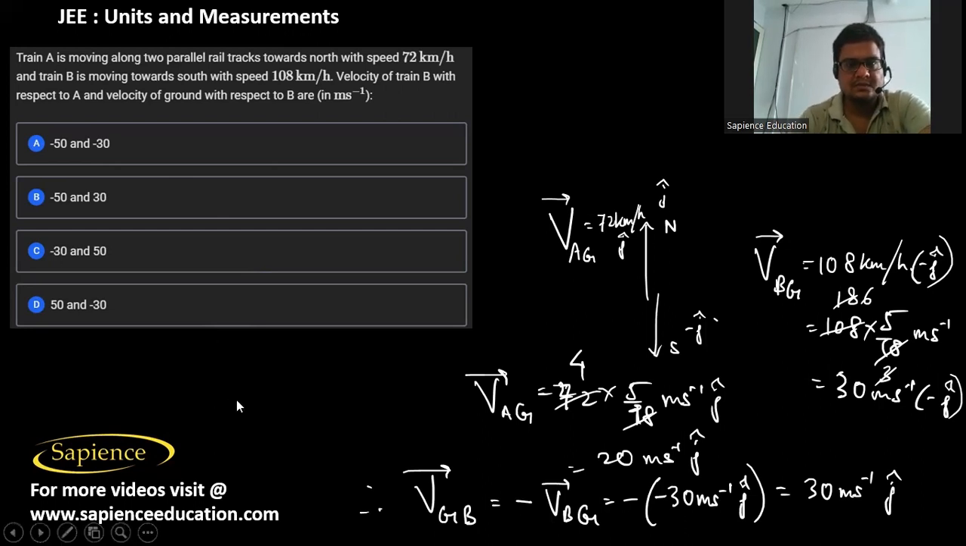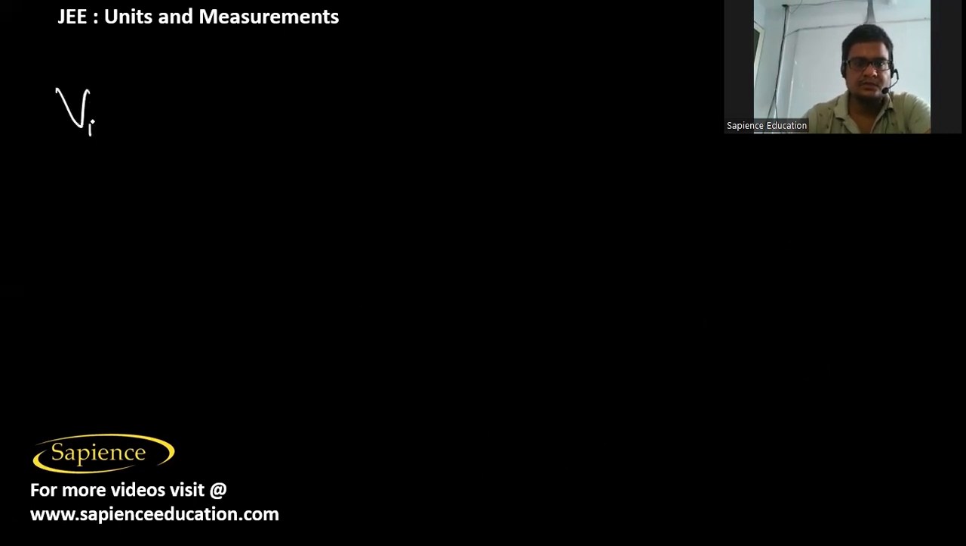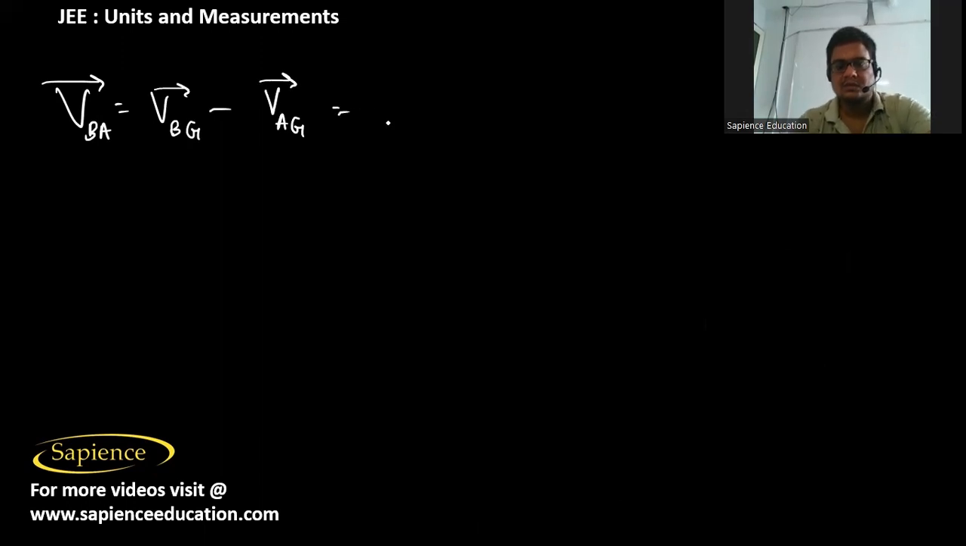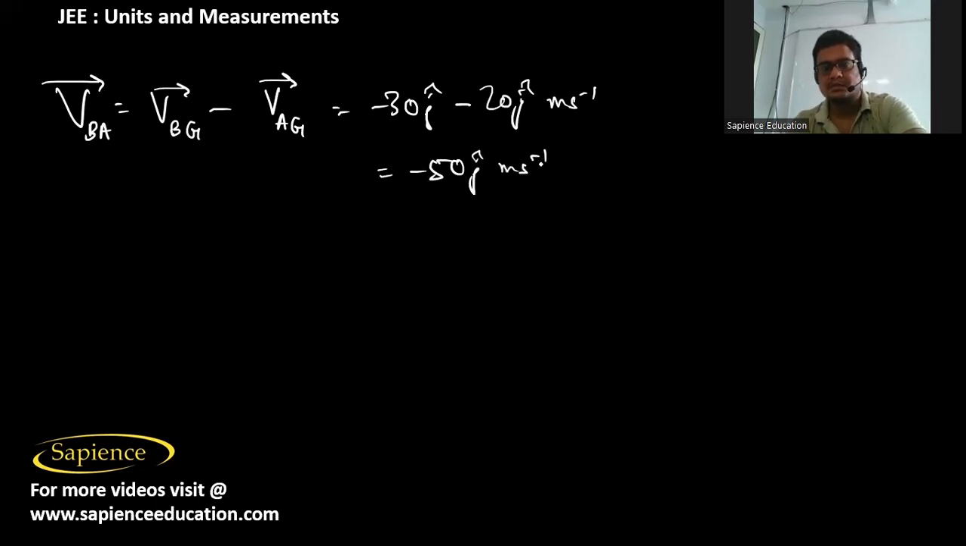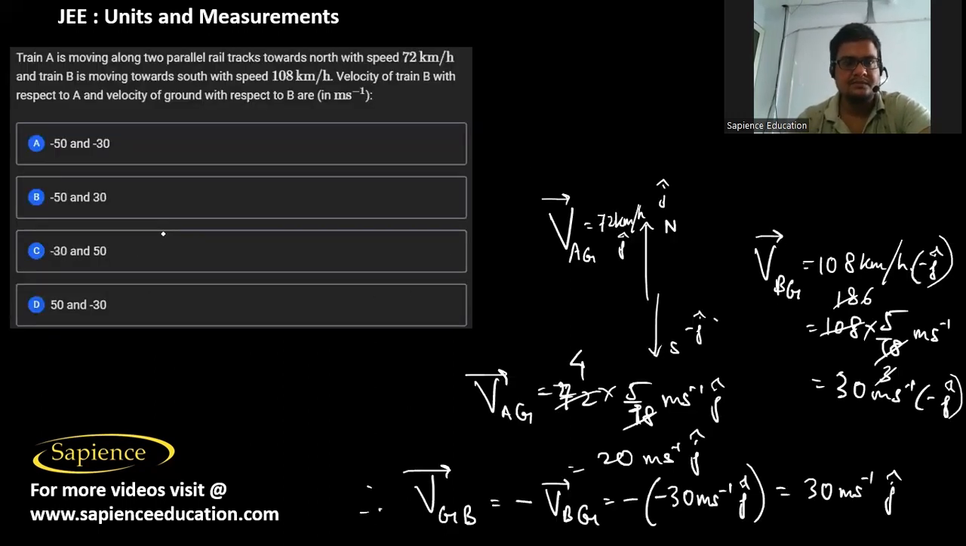And then velocity of train B with respect to A. That will be equal to velocity of train B with respect to ground minus velocity of train A with respect to ground. So that is minus 30 j cap minus 20 j cap meter per second, so that is minus 50 j cap meter per second. So that is minus 50 meter per second. And velocity of ground with respect to B is 30 meter per second.